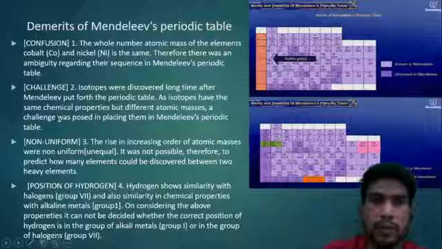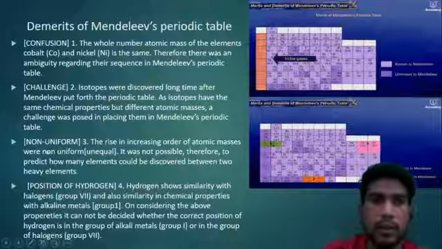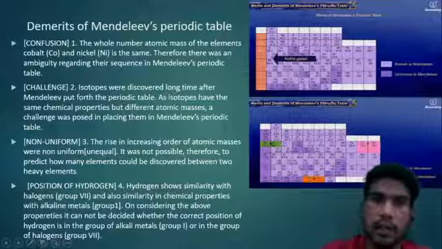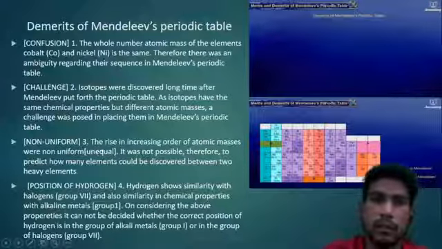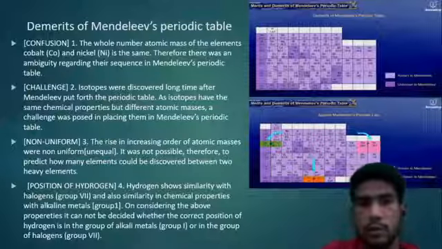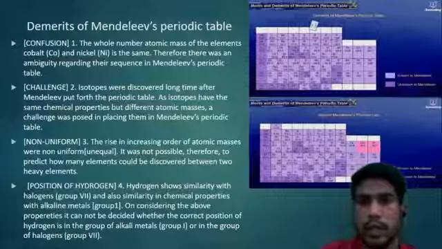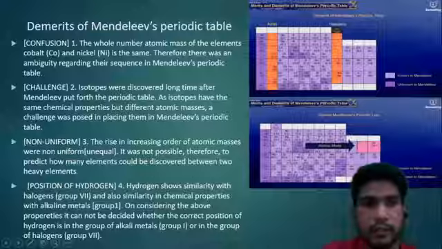Non-uniform. Non-uniform means what? It is not equal. The rise in increasing order of atomic masses was non-uniform. Increasing order means from smaller to bigger. So the rise in atomic mass was non-uniform, meaning it was not equal. It was therefore not possible to predict how many elements could be discovered between two elements, meaning between two heavy elements, how many elements can be discovered. It was not possible for him to predict.